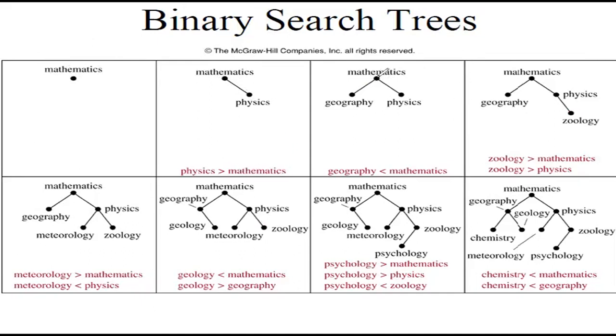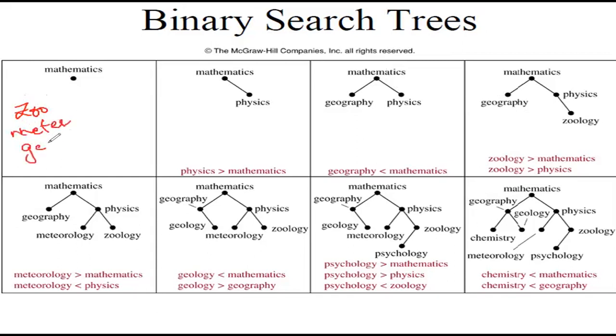Okay. After that, we have geography being added. G comes before M in the alphabet, so it is in the left. This way, please complete the tree. The order of your subjects is given as follows. After maths, I am adding physics, geography. Then I have zoology, meteorology.